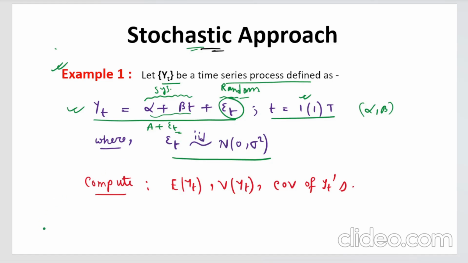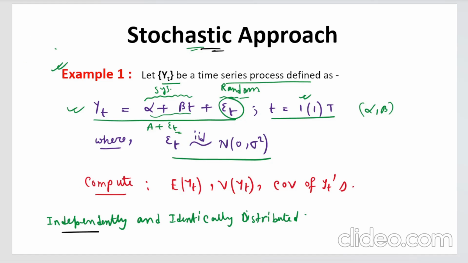What is IID? IID means independently and identically distributed. Now I know many students who are confused in this concept, what is independence, what is identical. So let me give you a brief of what this means. Here it says epsilon t follows IID normal 0 sigma square. So 0 is the mean, sigma square is the variance. There is no issue in that.